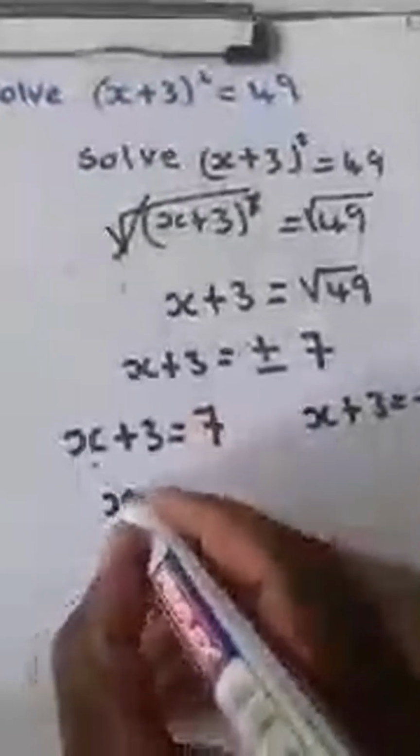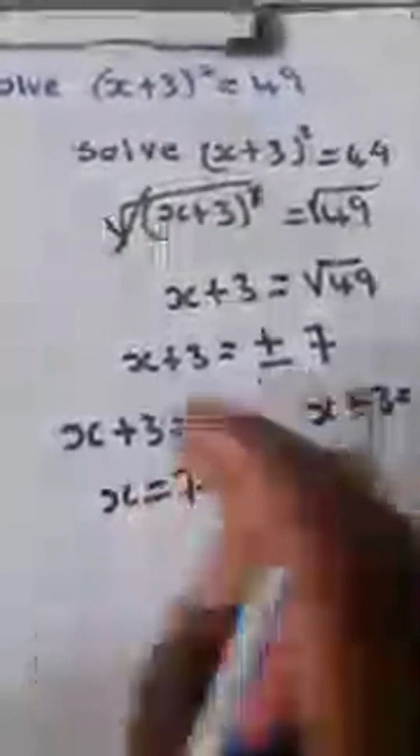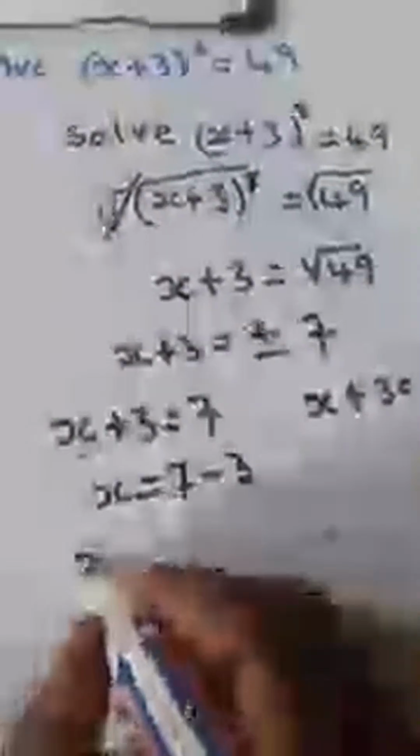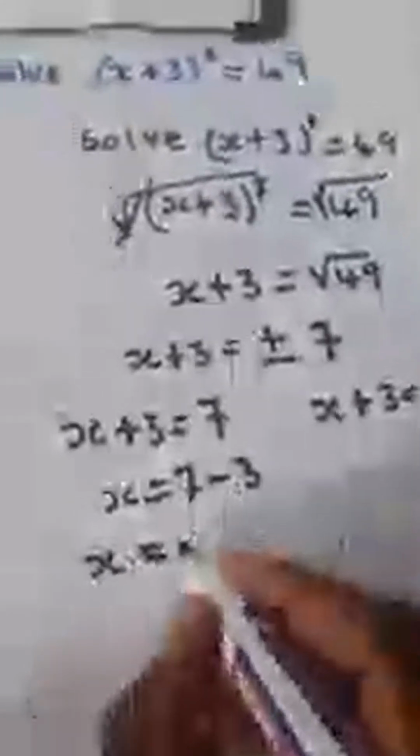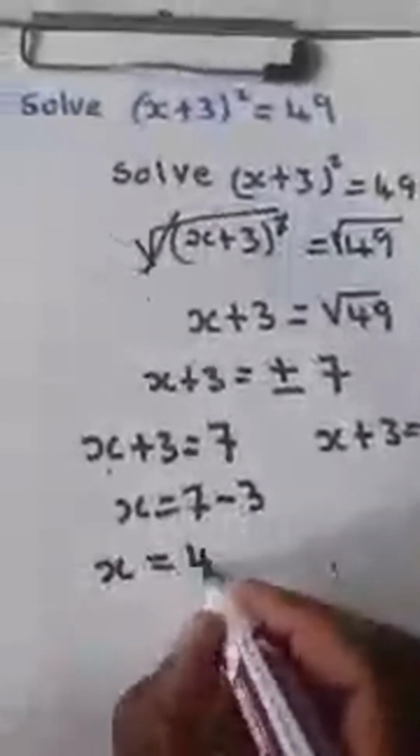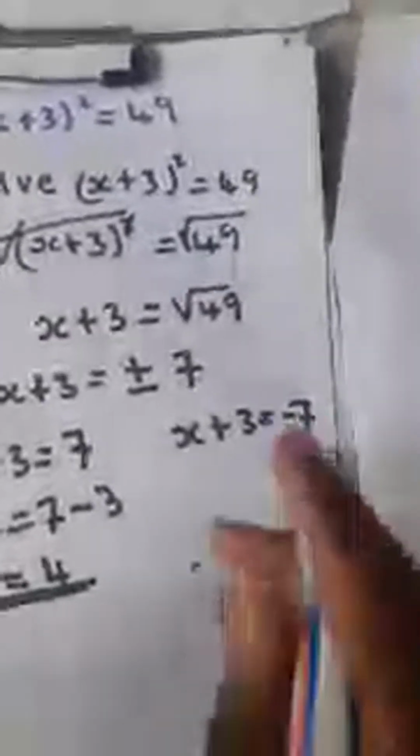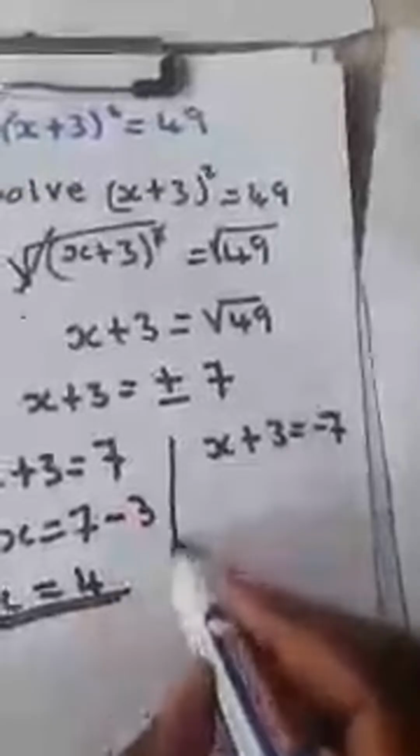Right? So it's now x is equals to positive 7. Positive 3 to this side will be negative 3. So it's now x is equals to 7 minus 3. We get 4. So the value of x is equals to 4. Guys, are we together? Are you following?